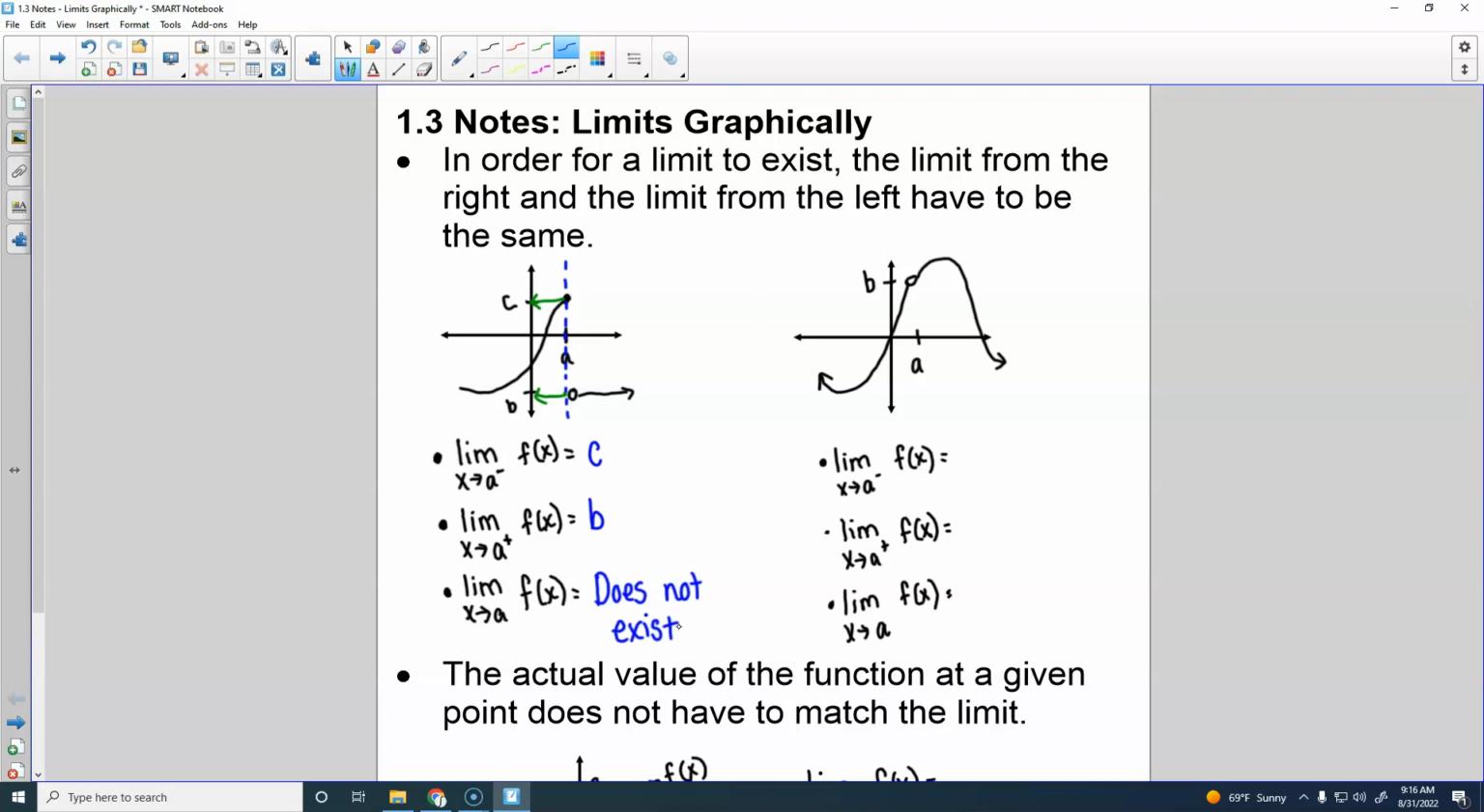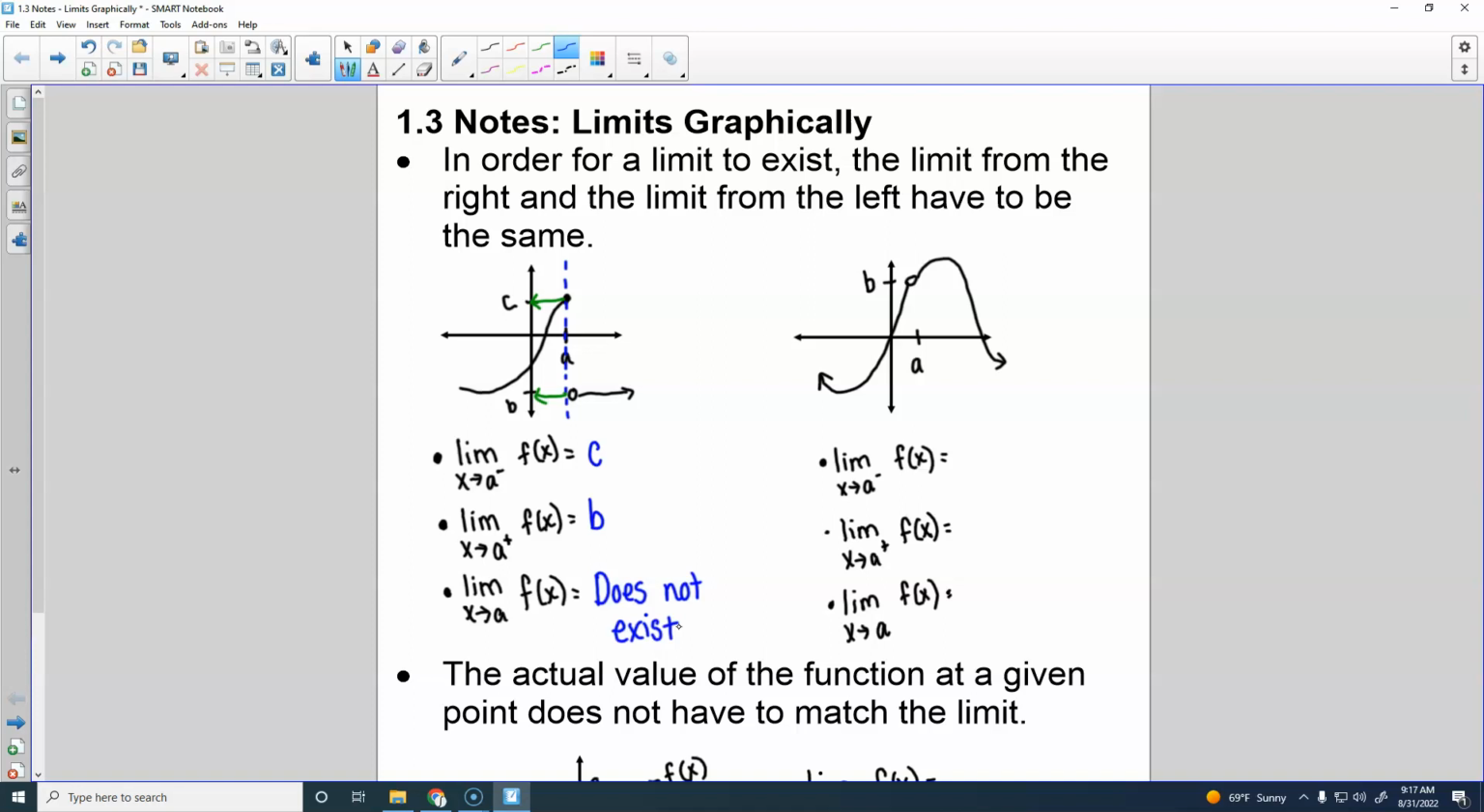All right. So visually, when you're looking at these, anytime you see a jump in the graph, or if we have a vertical asymptote, any place you've got a jump in the graph, you are not going to have a limit at that particular point, at that x value.